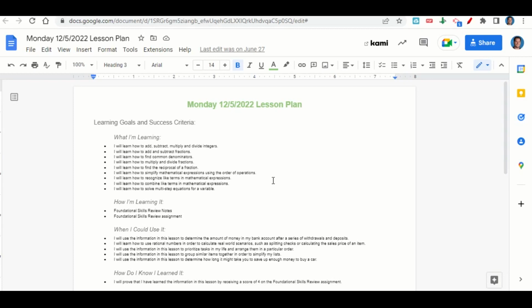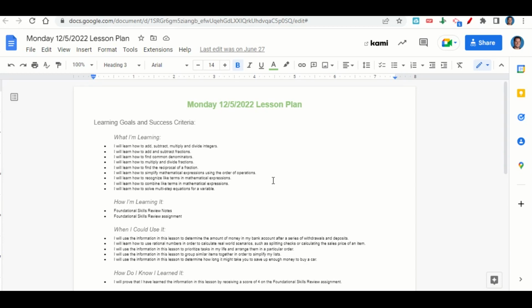We're learning how to add, subtract, multiply, and divide integers, how to add and subtract fractions, how to find common denominators, how to multiply and divide fractions, how to find the reciprocal of a fraction, how to simplify mathematical expressions using the order of operations, how to recognize like terms in mathematical expressions, how to combine like terms in mathematical expressions, and how to solve multi-step equations for a variable.